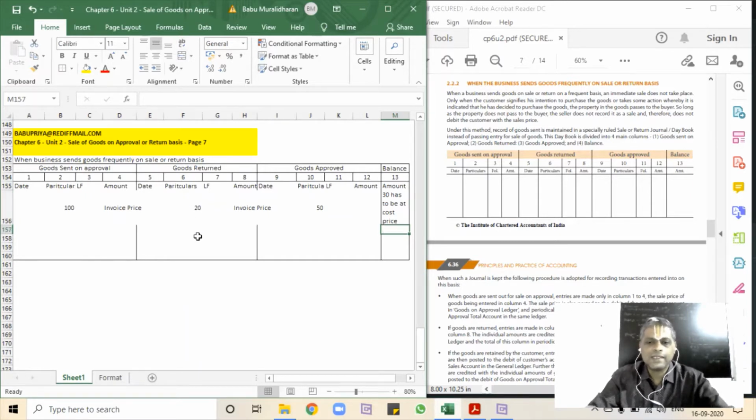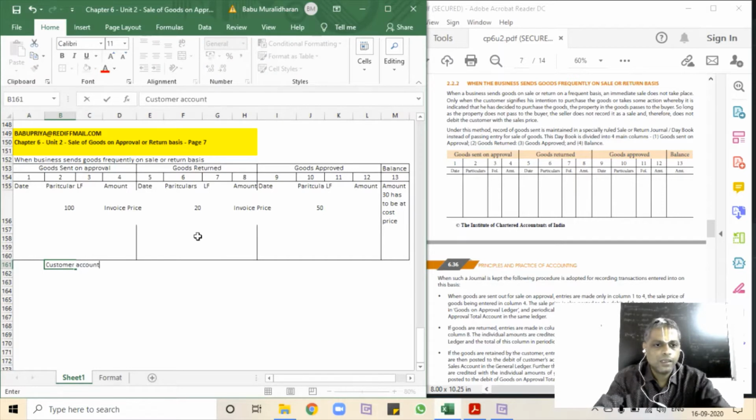The journal entry still remains the same. This is only to summarize. At the end of the period, the total of this will be taken to the sales account, like customer account debit, sales account.